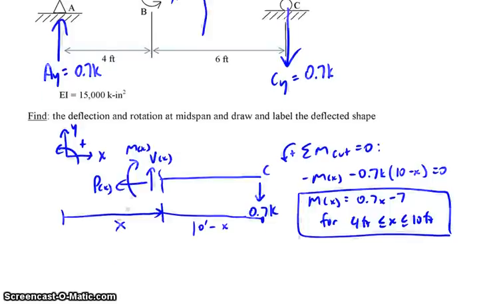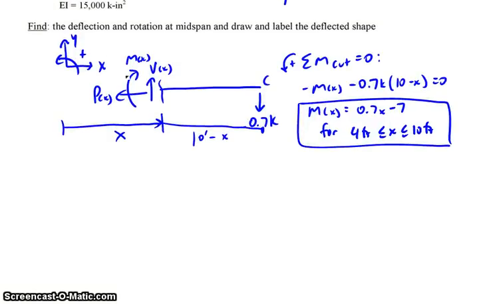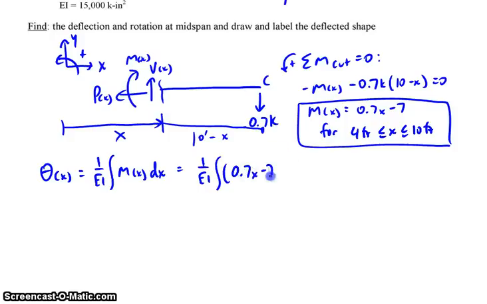Okay. Let's scroll down to get myself some more room. Once we have the moment function, we can start integrating. Slope is equal to 1 over EI, and we'll pull that out because it's a constant, times the integral of the moment function with respect to x. Therefore, it's going to be equal to 1 over EI times the integral of 0.7x minus 7, which is 1 over EI times 0.35x squared minus 7x plus C1.